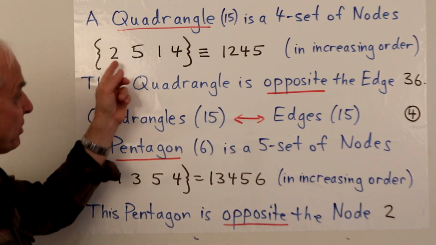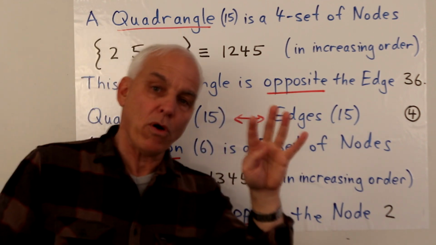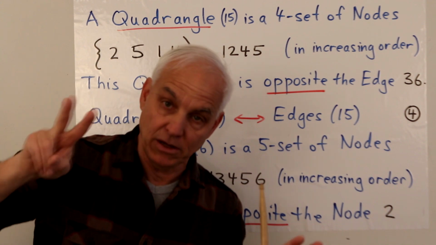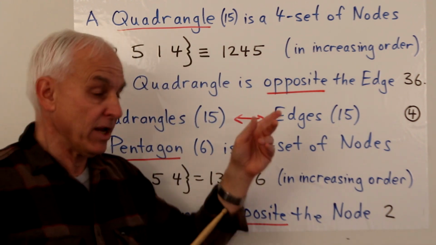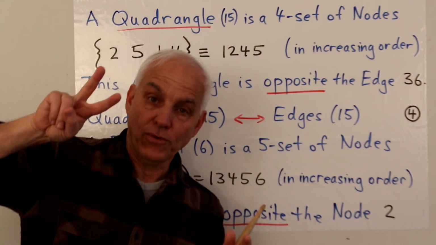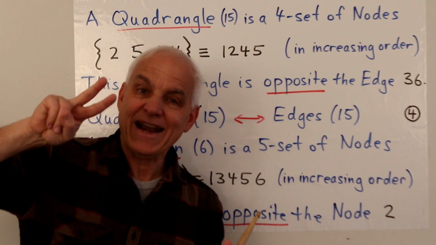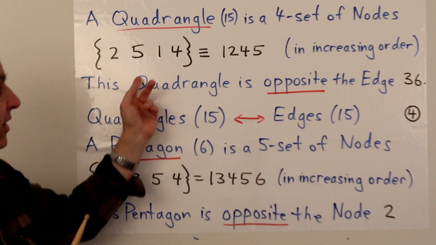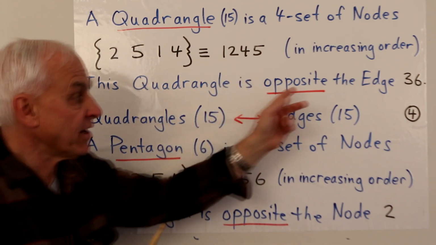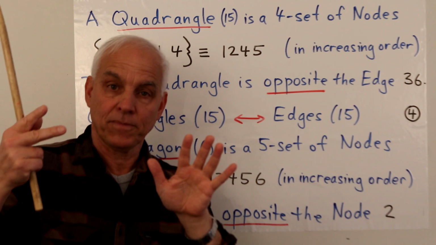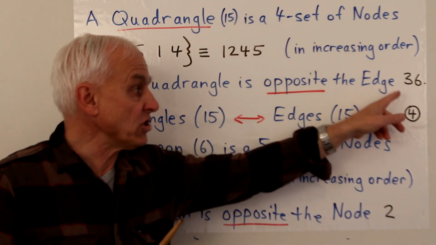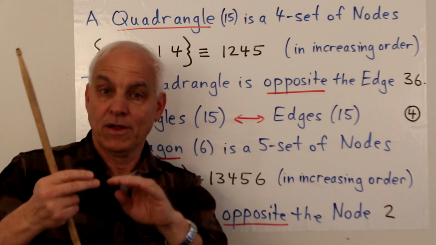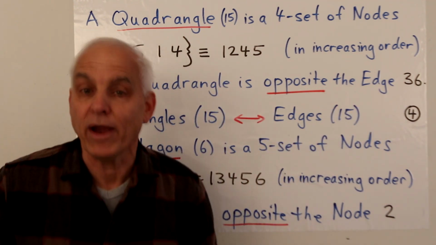Now, this particular quadrangle uses 4 out of our 6 nodes. So there are actually 2 nodes that haven't been used. In this case, 3 and 6. And those 2 nodes form themselves an edge, the edge 3, 6. So this quadrangle is, we could say, opposite the edge 3, 6. If we know the quadrangle, then we know the edge. And conversely, if we know the edge, then that uniquely determines the remaining 4 nodes, which is the quadrangle.